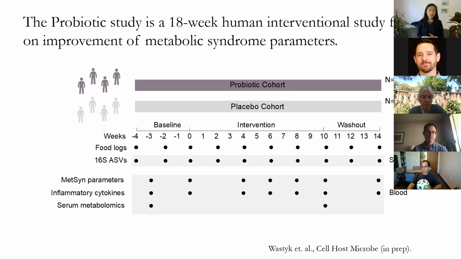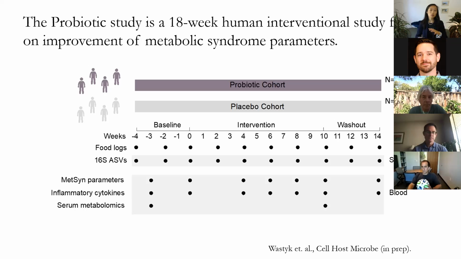The probiotic study is very similar. We set out to try and answer some of these questions, and it's very similar in makeup to the fiber fermented study. It's an 18-week human interventional study. The big change between this one and the other is that the cohort of participants had metabolic syndrome. So for the fiber fermented study, those participants were generally healthy adults. These participants had metabolic syndrome.